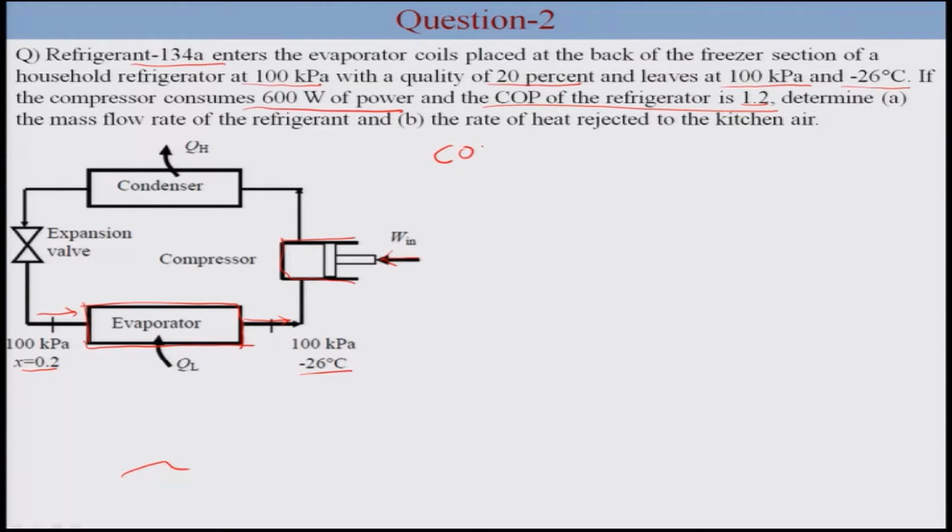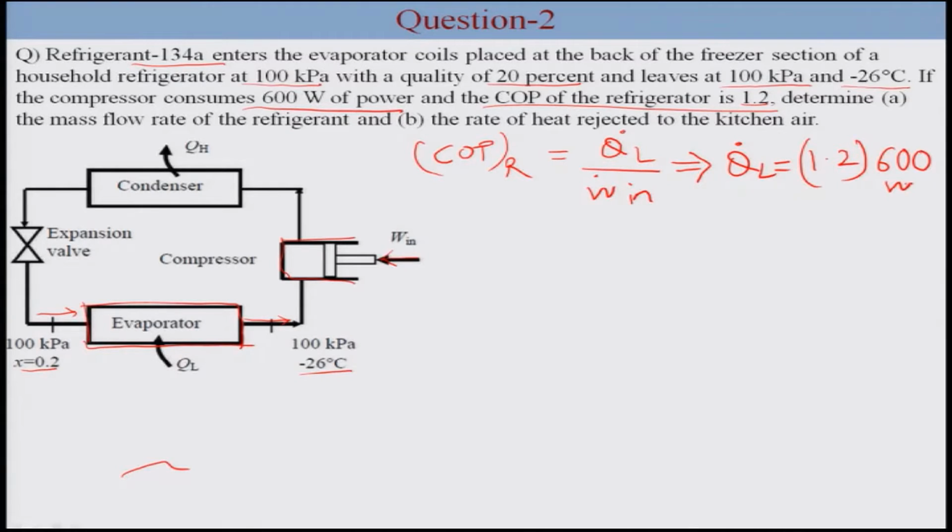COP of the refrigerator is the amount of heat which is removed from the refrigerator divided by the work which is given as input to remove that heat. So from here QL is equal to COP, that is 1.2, multiplied by work input which is 600 watt. So QL dot is equal to 0.72 kilowatt.